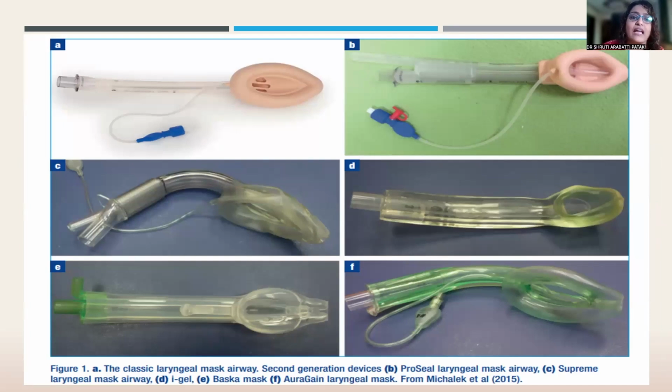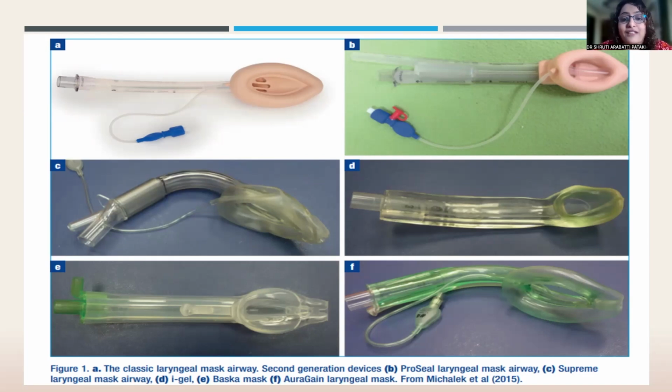We started with the classical LMA in image A. Then we came to ProSeals, which gave you better airway protection, reduced risk of aspiration. Plus, the design was very nice. It was a reusable one, and we could use it for at least 40-45 times, autoclavable. But the problem was we needed a metallic inserter with ProSeal. That was overcome by the LMA Supreme, which had a preformed curve.